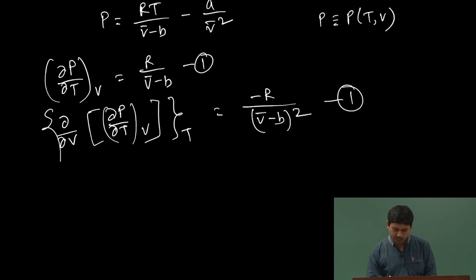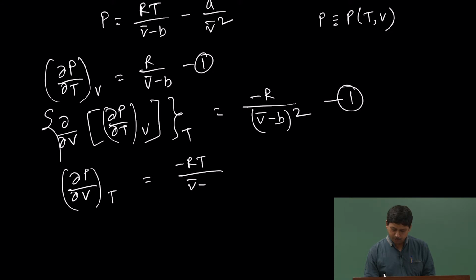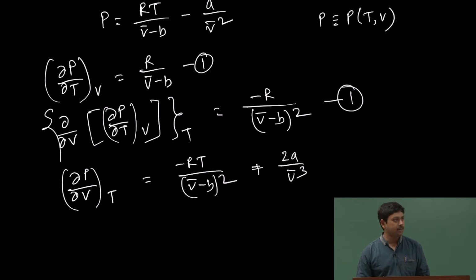So, del P by del V at a constant T is what? Minus RT by V minus b whole square, minus minus plus 2a by V cube, correct? Is it correct? Now, let us do the second one.